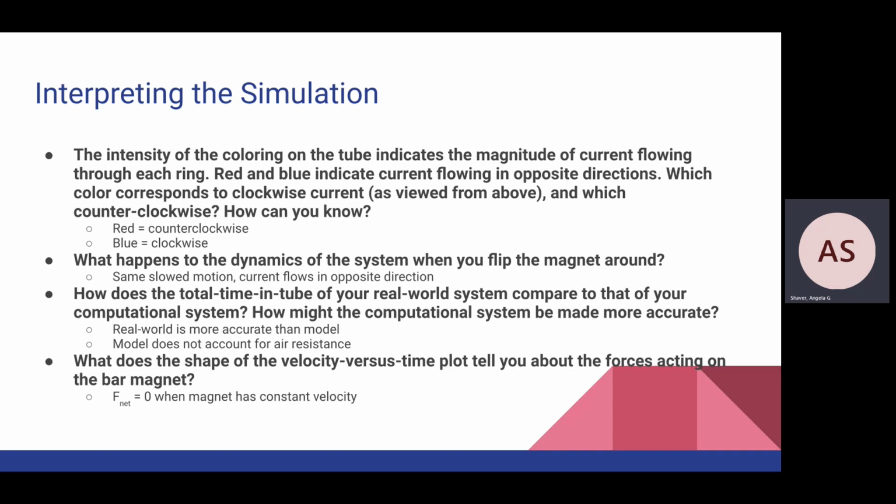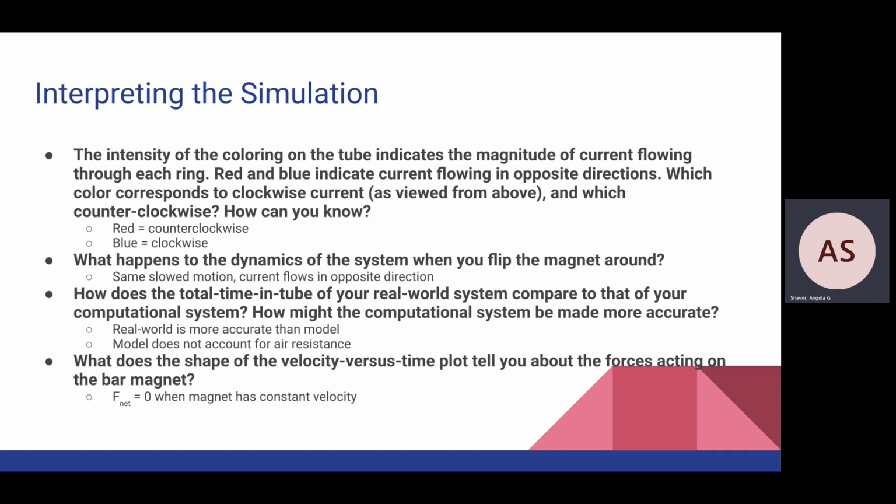The real world and the computational systems are different because the real world is more accurate than the model due to the fact that the model does not account for resistance. So adding that to the computational model would make it more accurate.